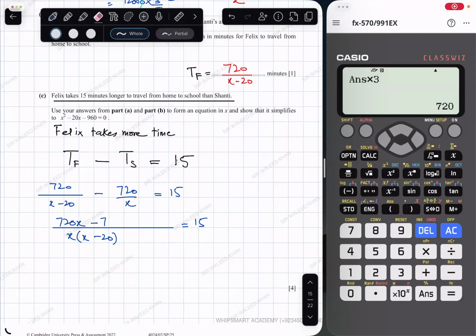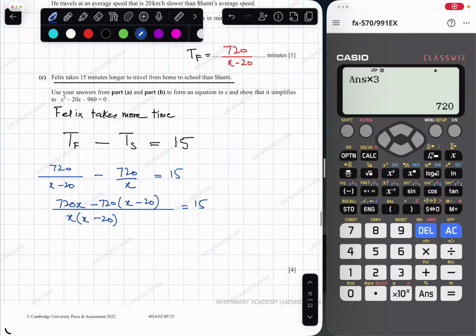Okay, should I do it like this? Minus 720 times x minus 20. Okay? So this will be 720x minus 720x plus 720 times 20 is 14400. And here also I am going to do it directly.